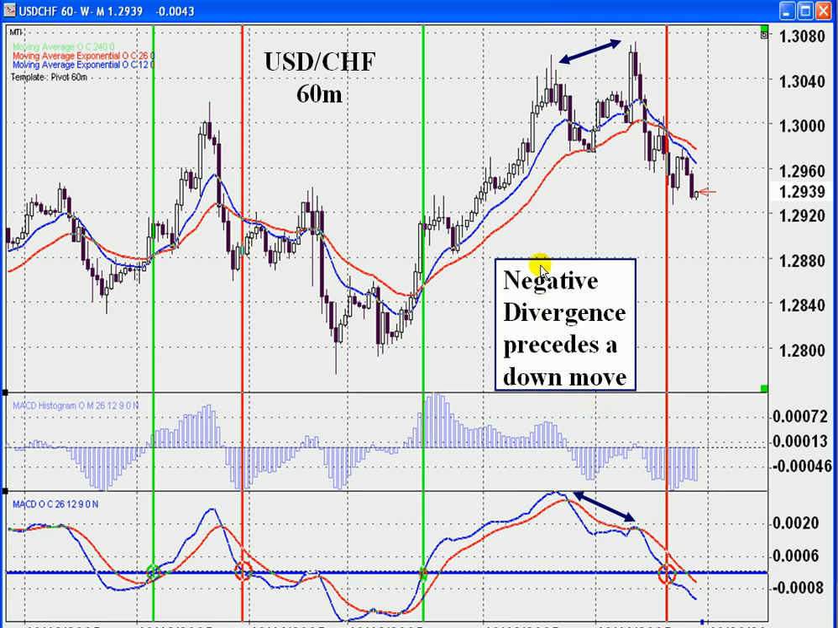Here on this 60-minute chart, we see price moving up, forms a new high, holds above the previous high, parabolic spike, and a move down. While MACD had already been neutralizing and moving down, it forms a very modest, very weak high and precedes price down.